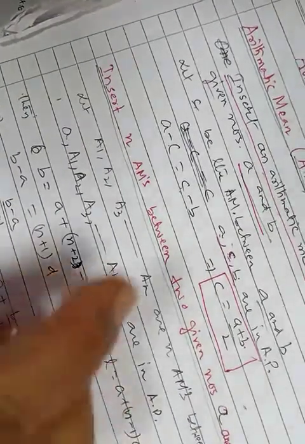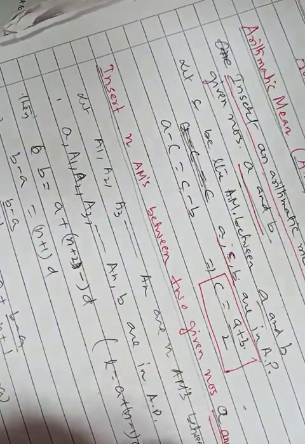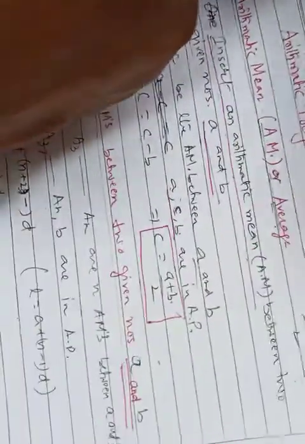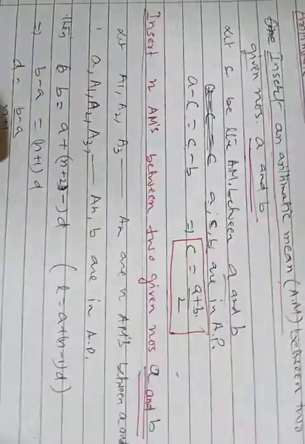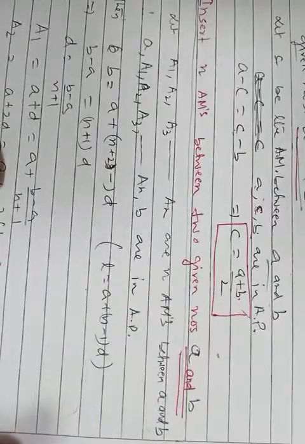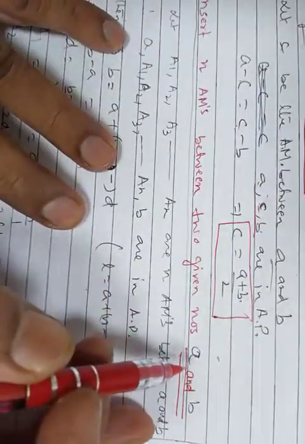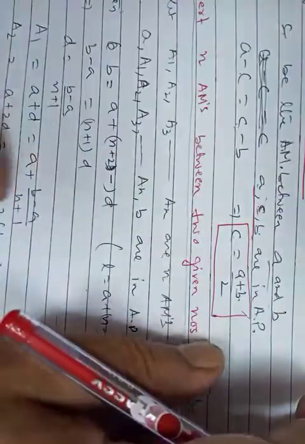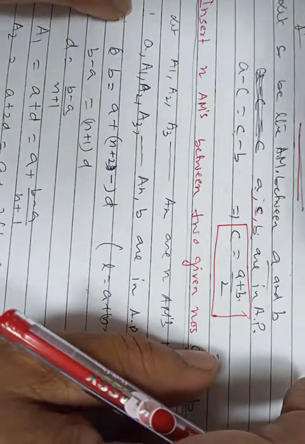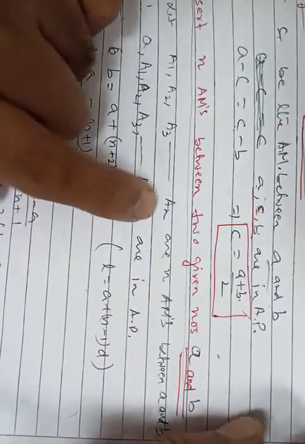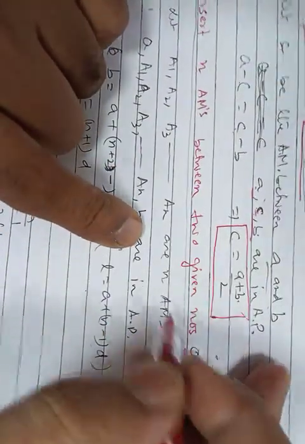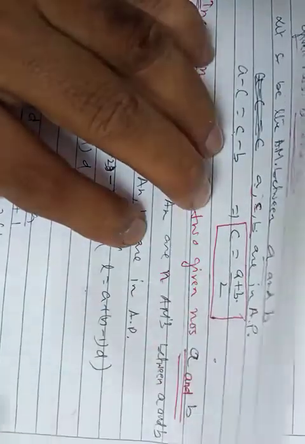Now how will we find n arithmetic means between two numbers A and B? In place of 1, if it is more than 1, then how will we find it? So we are going to generate a formula: insert n arithmetic means between two given numbers A and B. Okay, so let A1, A2, A3 up to An be the n AMs between A and B.